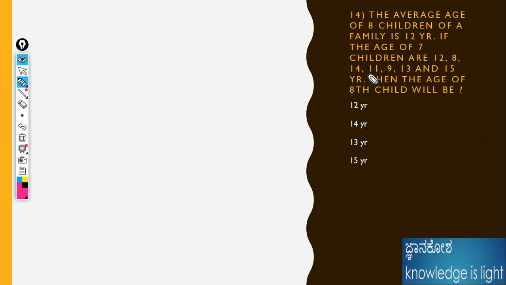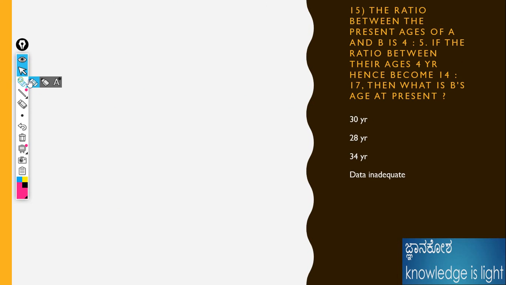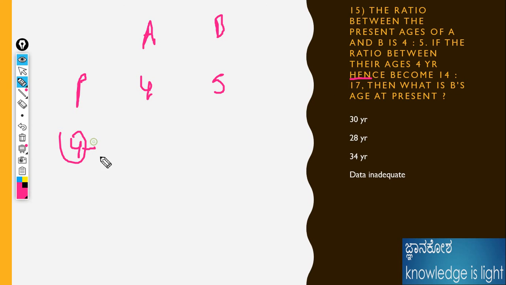Okay, fine. Next problem: the ratio between the ages of A and B is 4 is to 5. If the ratio of their ages 4 years hence is 14 is to 17... Hence is coming as future one, ago is coming as past tense. Note down. Okay, 4 years.